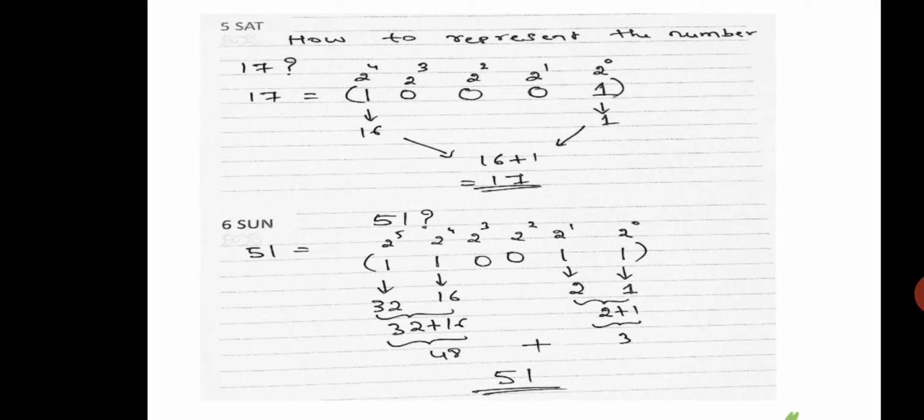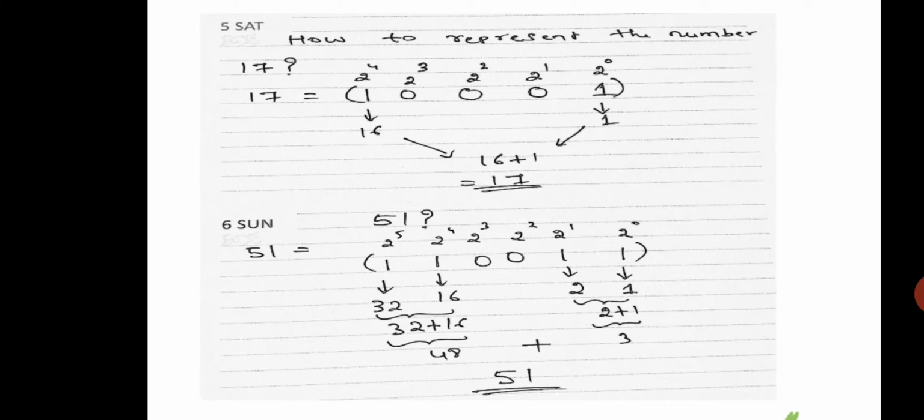See, you can see this example. How to represent the number 17? What are the numbers you require to represent 17? Do you need 8? Do you need 4? Do you need 2? If you need, you can add up. You add up and see.